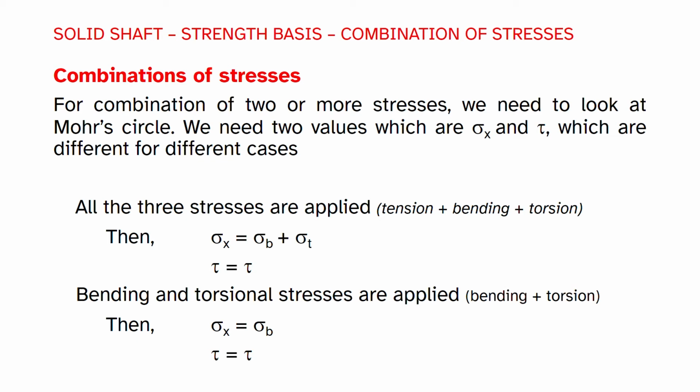If all the 3 stresses are applied, that is, tension, bending and torsion, then sigma x is the sum of sigma b and sigma t. If only bending and torsional stresses are applied, then sigma x is equal to sigma b. Torsional stress remains the same in both cases, which is equal to tau.